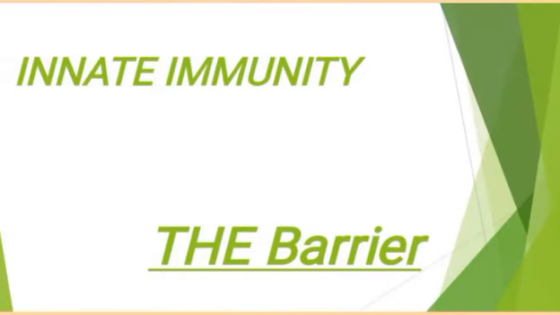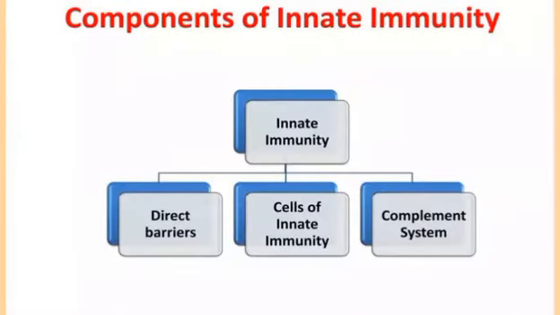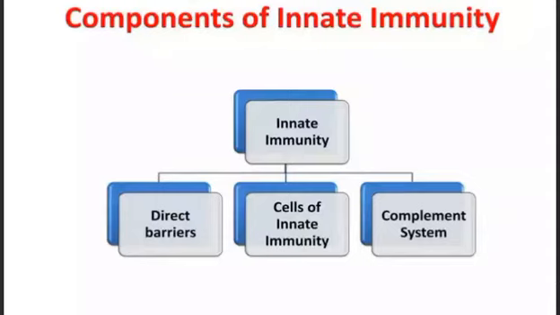This is the third lecture of immunology. In our previous lectures, we have learned what innate immunity is. Today we will understand the innate immunity components, the barriers. We have learned that there are three components of innate immunity: 1. Direct barriers. 2. Cells of innate immunity. 3. Proteins, for example, the complement system. Today, we will understand about barriers.